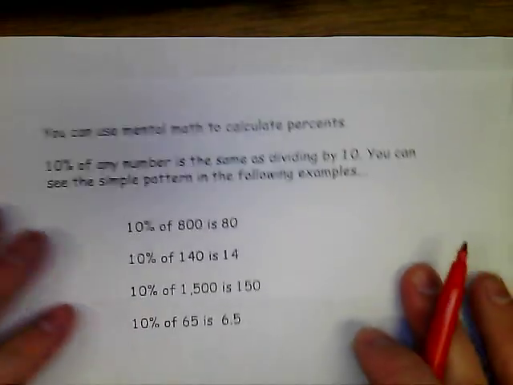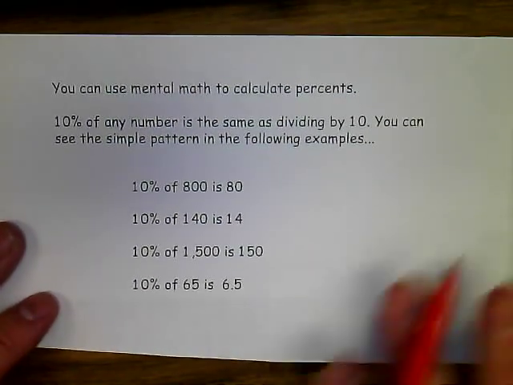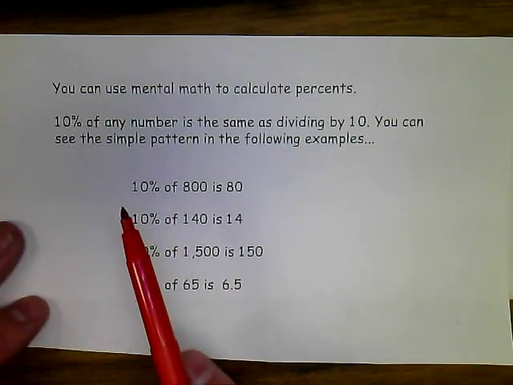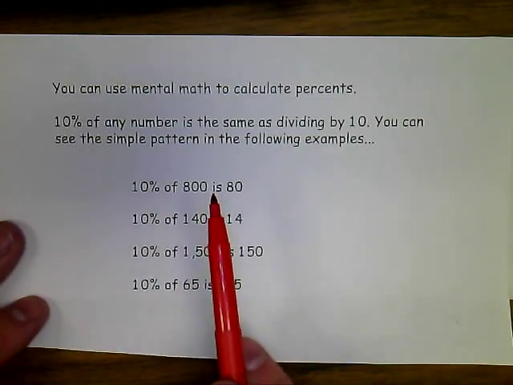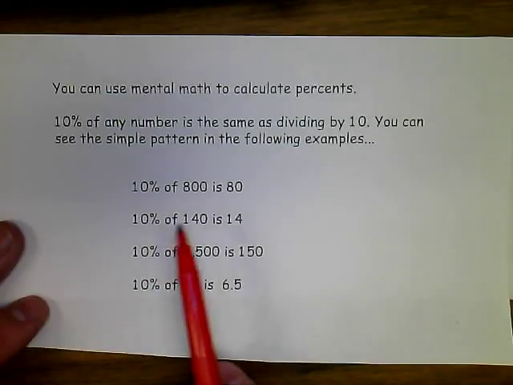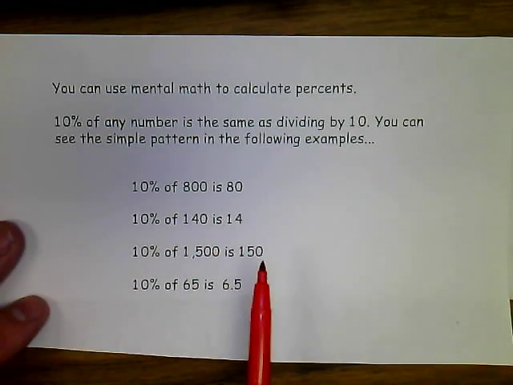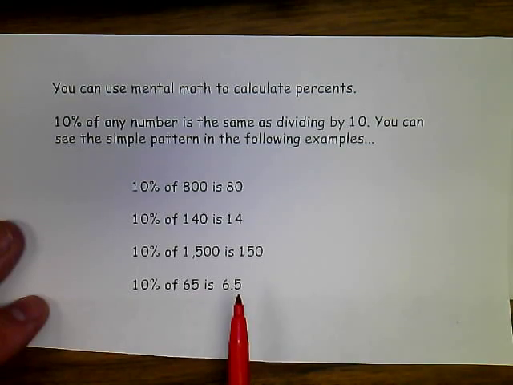First off, mental math is great for calculating percents. 10% of any number is the same as dividing by 10. So you can see that simple pattern by looking at these examples. 10% of 800 is 80. 10% of 140 is 14. 10% of 1,500 is 150. And 10% of 65 is 6.5.